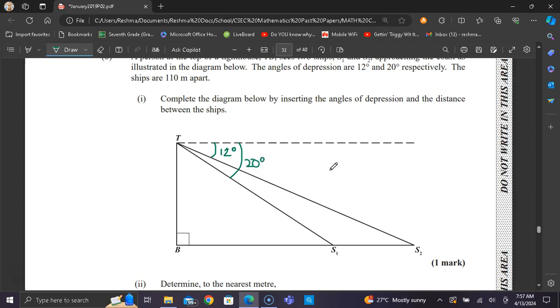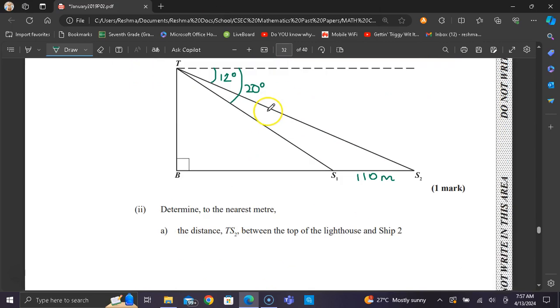So we have our angles of depression. So they said that the ships are 110 meters apart. So this is ship 1, S1, and ship 2, S2. So if the ships are 110 meters apart, it means that this distance is 110 meters. So that's one mark to put in both angles of depression and the distance between the ships.